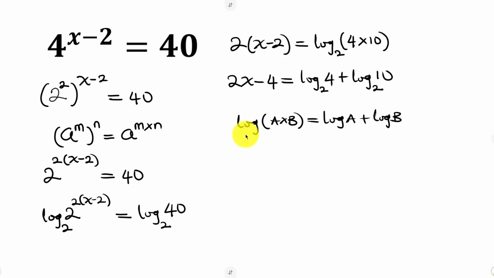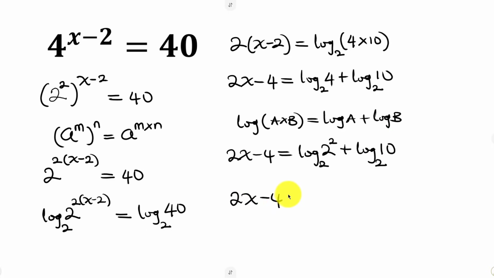And then simplifying further, we have 2x minus 4 to be equal to, this expression is same as log base 2 of 2 to the power of 2. 2 to the power of 2 is 4, so it's the same thing, plus log base 2 of 10. So simplifying further, we have 2x minus 4 to be equal to, now look at, the number and the base are the same, so we take the exponent, which is 2, plus log 10 base 2.